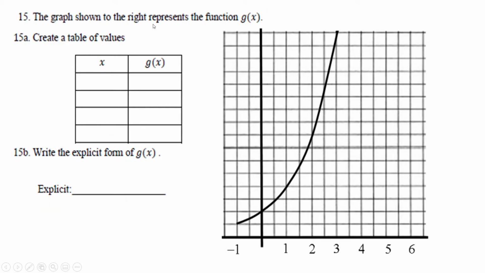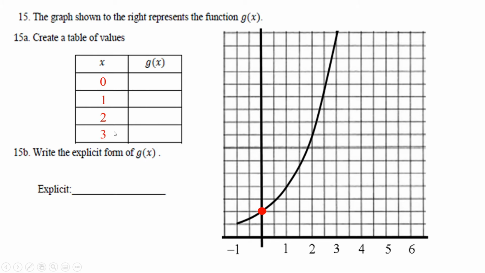Number 15. The graph shown to the right represents the function g of x. So this time they're giving me the graph of a continuous function right here. All right. Now, create a table. Now, the graph starts with a -1, you guys. But to make it easier on us, let's just begin with the 0 right here. All right, so that point right there, x is 0. And then I can continue my x's like 1, 2, 3, or I can go to my g of x's now. Let's go ahead and continue the x's 1, 2, and 3.